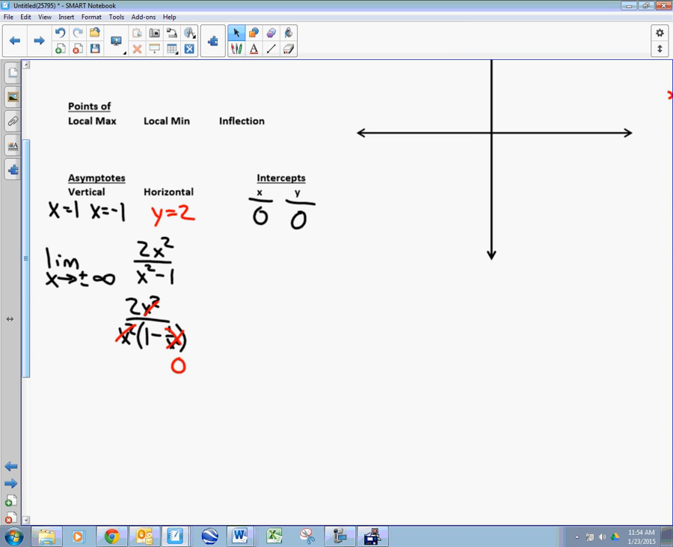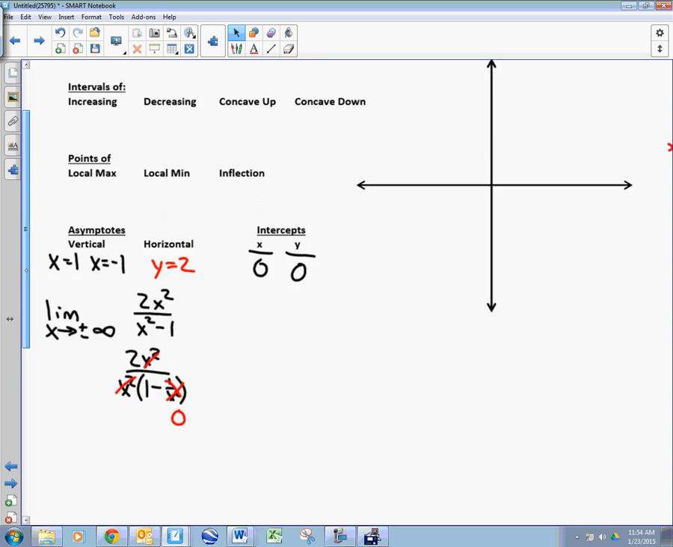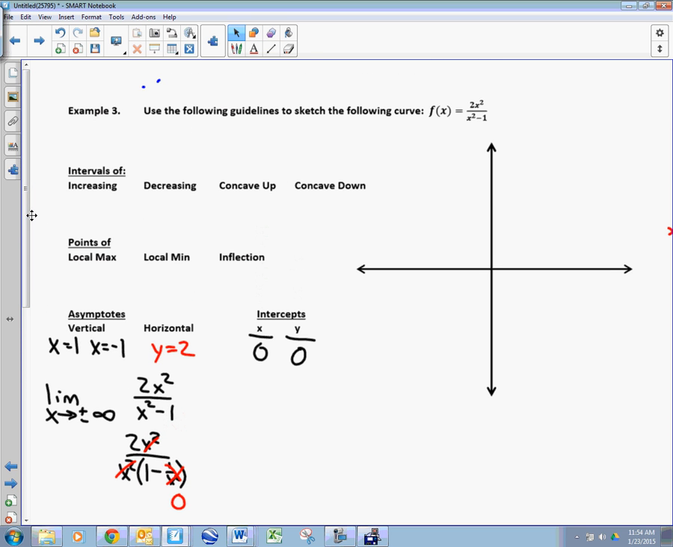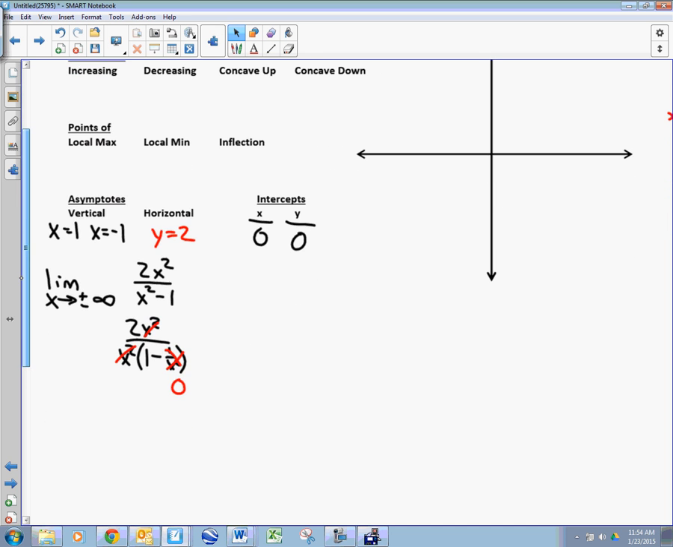You can graph it as well. You don't have to necessarily go through all the work. When I look at this type of graph, I say, okay, it's going to be 2. If I had an x to the third in the denominator, then it would be 0. So you have to decide by looking at the graph what the type of behavior it's going to have. All right. So let's now do the intervals of increase and decrease in concavity.